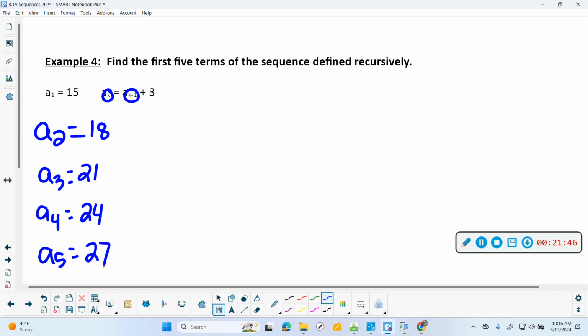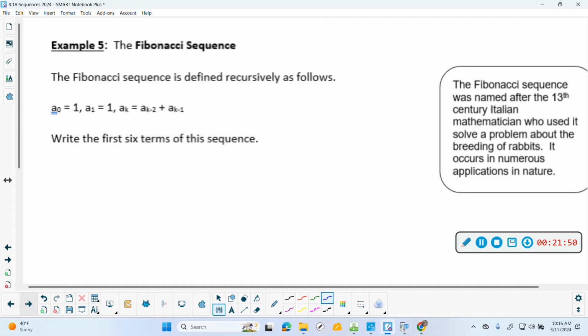So one of the famous recursively defined sequences is the Fibonacci sequence. Have you heard that phrase before? Yes, I've heard that, maybe. 3, 5, 8, 13, 21. It's named after a 13th century Italian mathematician who used it to solve a problem with rabbits. It occurs in a lot of applications. Now, again, easy. We've got to focus on the notation here, my friends.